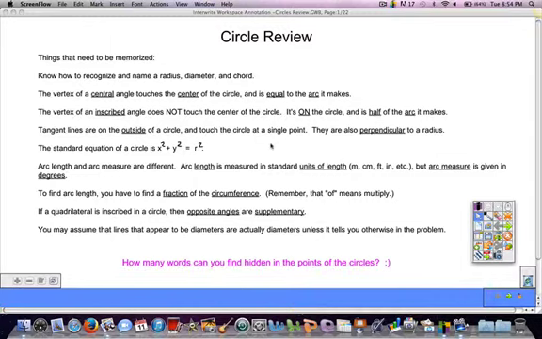Okay, lots of things in circles actually need to be memorized. You need to know how to recognize and name a radius, diameter, and chord. It would be helpful to also be able to know how to name a tangent and know what one is.